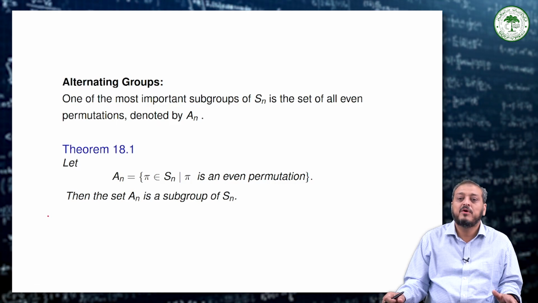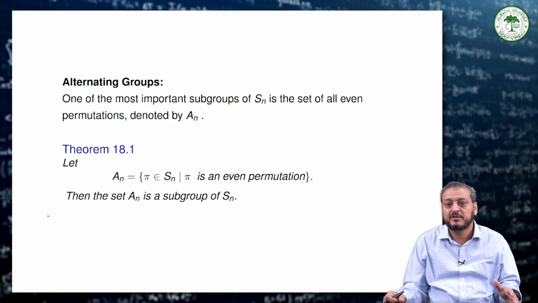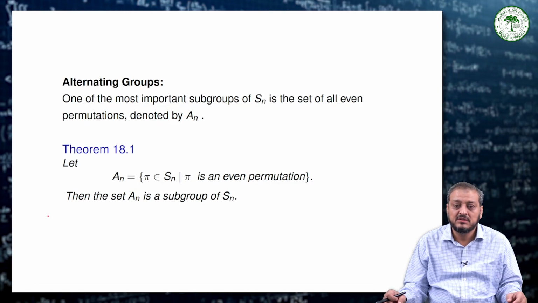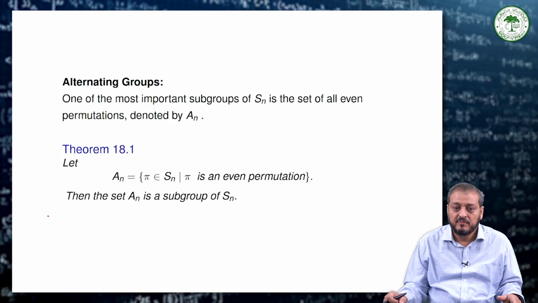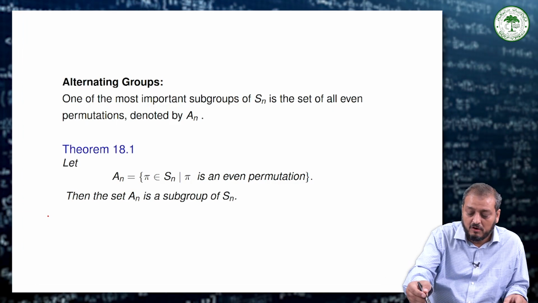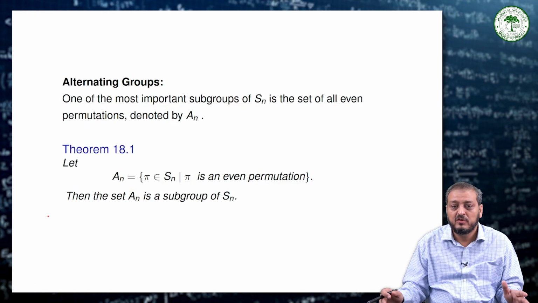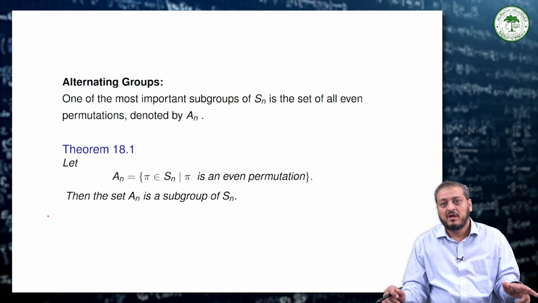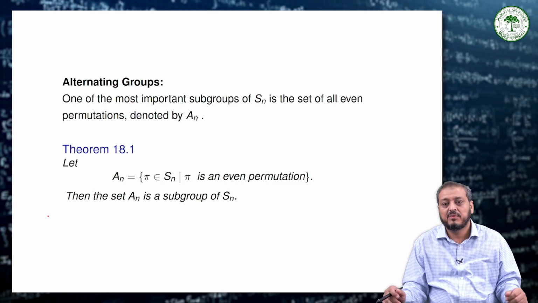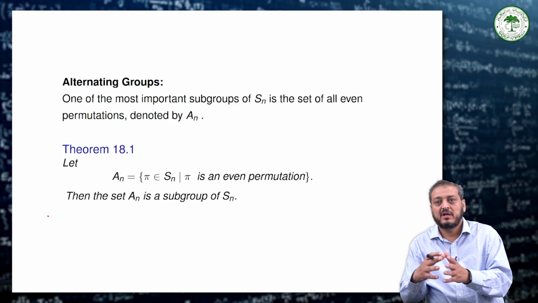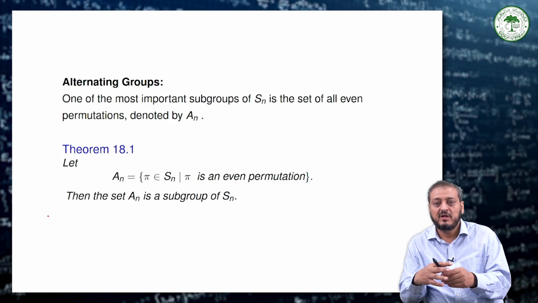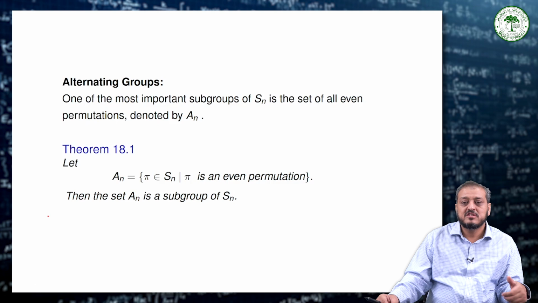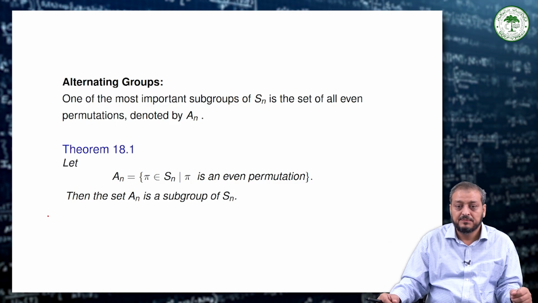One of the most important subgroups of the permutation group is the set of all even permutations, and we denote it as An. We take all the permutations which are even. We already know that a permutation is even if it can be written as an even number of transpositions. So, we take the collection of all even permutations, and that is denoted as An, and An is a subgroup of Sn.